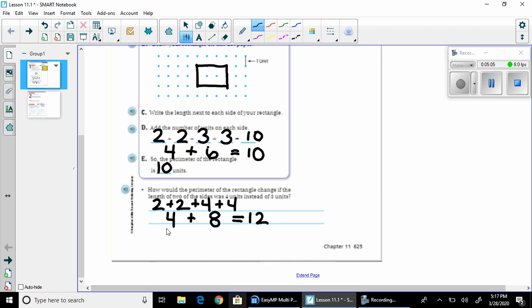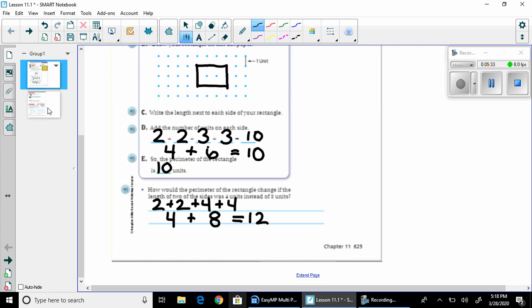My question asks, how would the perimeter of the rectangle change if the length of the two sides were 4 units instead of 3? If I compare my two equations, the perimeter is 10, and in this one, my perimeter would be 12. So it would change by the perimeter adding 2 more units.